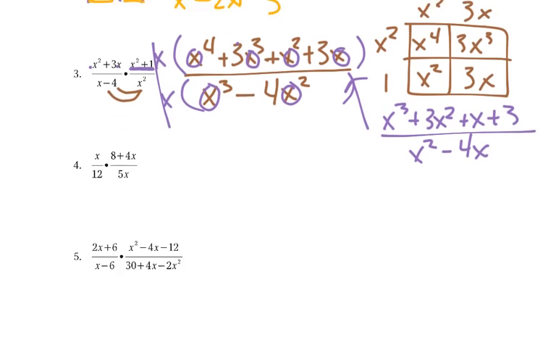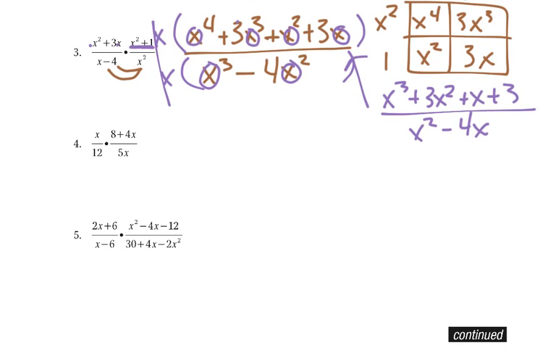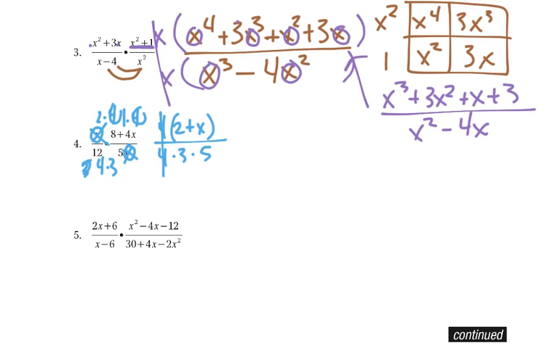Number 4. So this one we should be able to notice. An x multiplied and x multiplied, they can cancel. 8 and 4, that's like 4 times 1, that's like 2 times 4. So we could pull a 4 out and have 4 times 2 plus x over, and that 12 would be like 4 times 3. So it would be 4 times 3 times 5. 4's would cancel and we're left with 2 plus x over 3 times 5, which is 15.